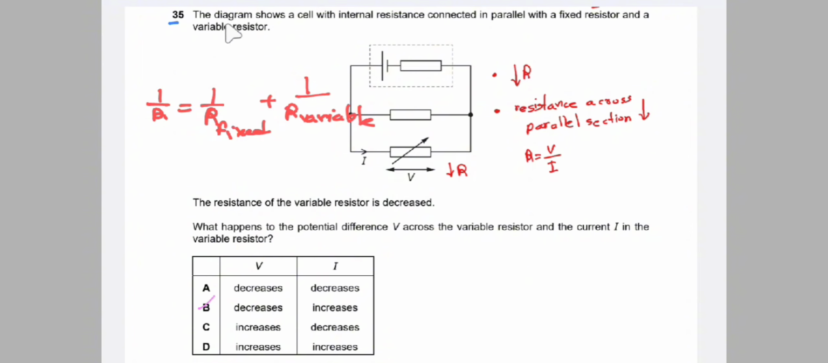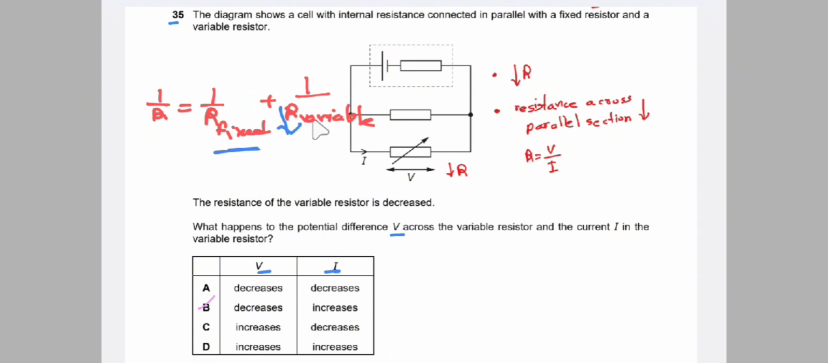Question number 35. The diagram shows a cell with internal resistance connected in parallel with a fixed resistor and a variable resistor. The resistance of the variable resistor is decreased. What happens to the potential difference V across the variable resistor and the current I in the variable resistor? The resistance of the fixed resistor is fixed, but the resistance of the variable resistor decreases.